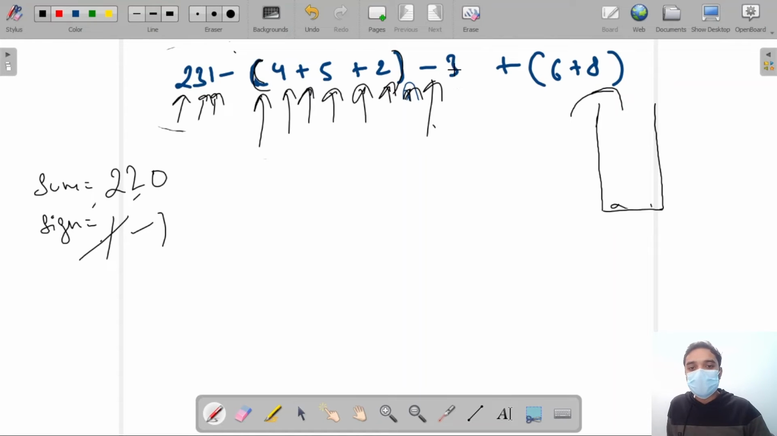Okay. So after that I get 3. So after getting 3, I have to first multiply with this minus sign, which will be equal to minus 3, and I have to just update this. Okay. So 220 minus 3 will be equal to 217. Fine. And after adding this, I have to update my sign with 1.